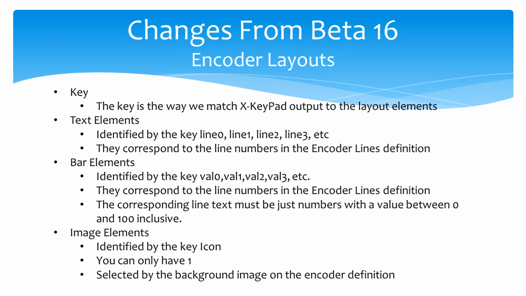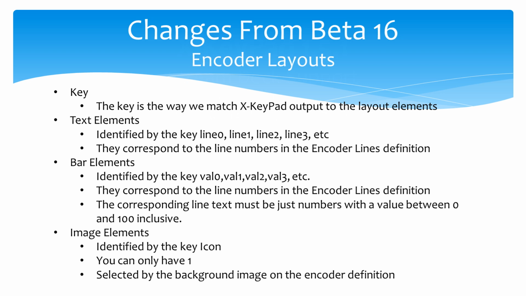So there are three types of elements you can have in the layout. One is the text element, and you can have a number of these in there. They're identified by a unique key. So each text element you put in the layout, you have to give it a key that allows it to get associated with the data coming out of X-KeyPad. The keys we use are line 0, line 1, line 2, line 3, etc. And these line numbers correspond exactly to the line numbers that you get within the encoder lines definition, and we'll actually go through and see that.